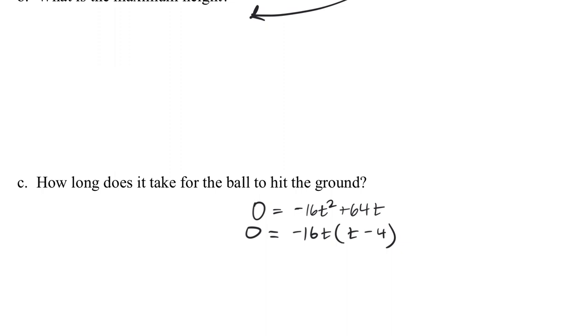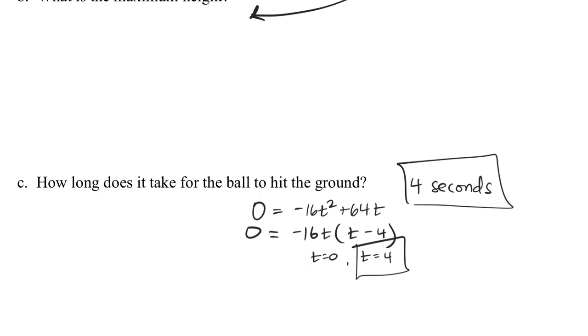So what this is saying is that the height is 0 at 2 values of time. The 2 values of time are when t equals 0. That's the initial value, which we knew was correct because the ball started at ground level. So at initial time, the ball is at ground level. And then at time t equals 4, the ball is at ground level. So it took 4 seconds for the ball to leave ground level. It took 2 seconds to reach the maximum height, which we found in part A, and then another 2 seconds for it to fall back down, for a total of 4 seconds for the ball to hit the ground.